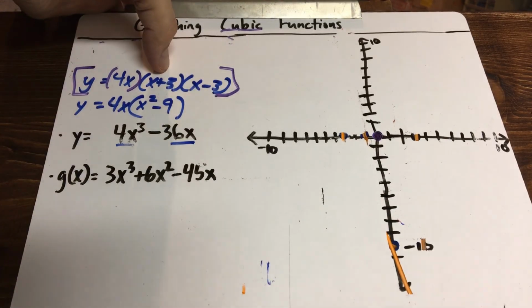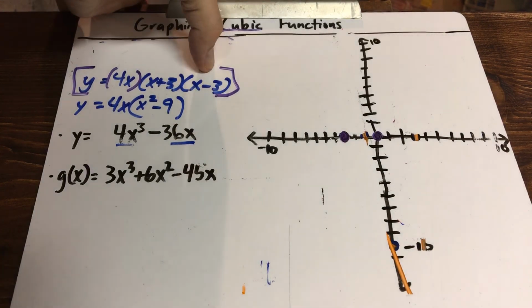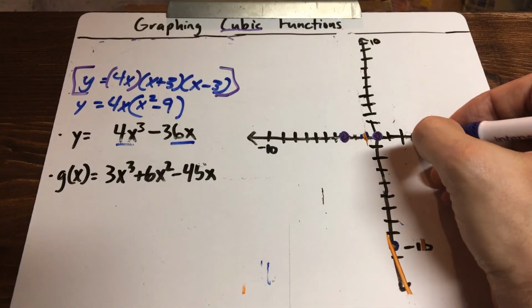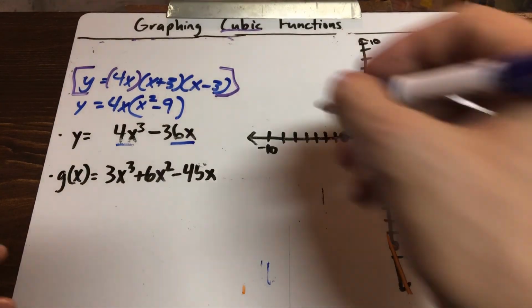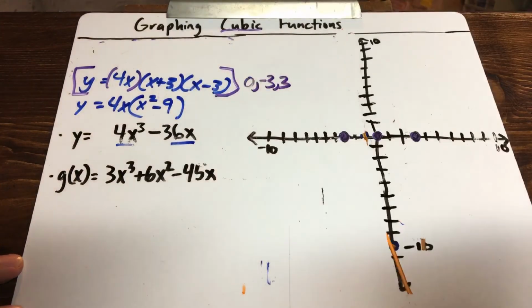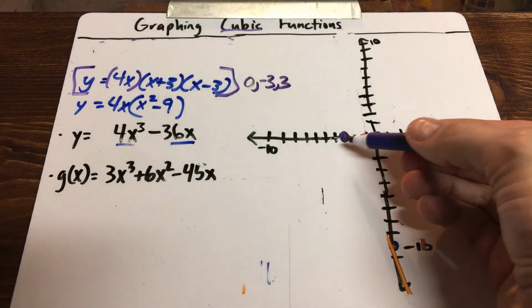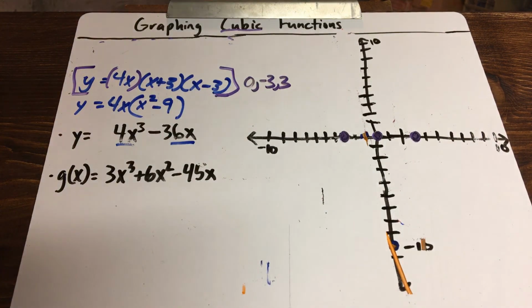On this one, x plus 3 actually means 3 to the left. Right there. This one, x minus 3, actually means 3 to the right. Right there. And so I have my x-intercepts. My zeros are at 0, negative 3, positive 3. Those are my zeros. Boom, boom, boom. And then I can do this one just like I did the last one, right?